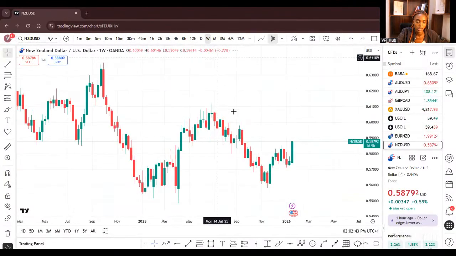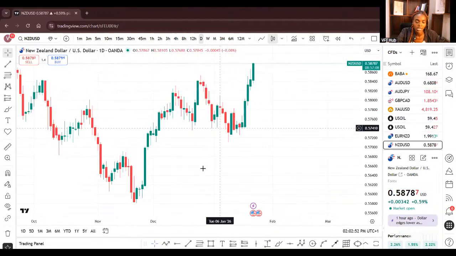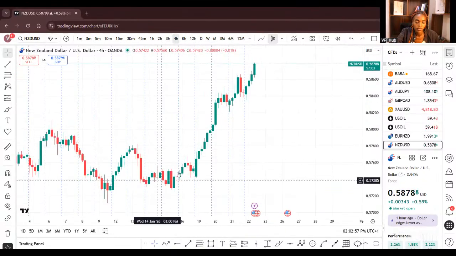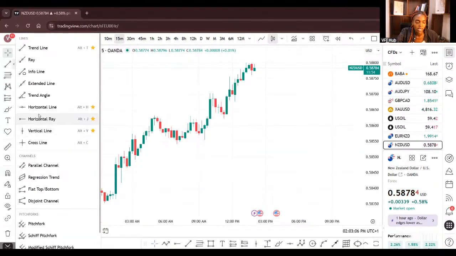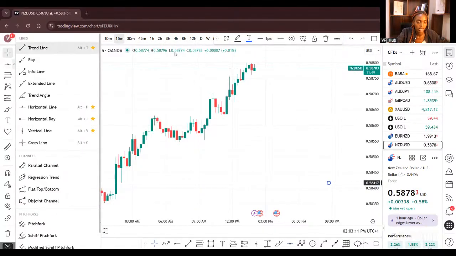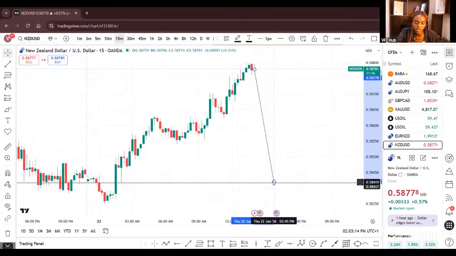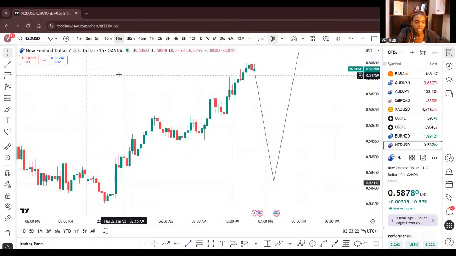NZD USD, the weekly time frame as seen right here, price has taken out the high at 0.58260. Coming down to the daily time frame, we're seeing that the most recent price action is bullish. And the 4-hour time frame also, we've seen even more bullishness. Coming down to the 15 minutes time frame, what we're looking out for is entries. Price is yet to fulfill that which we are looking at, right? We just want to see price retrace right into 0.58421. And once that happens, I want to buy NZD USD.